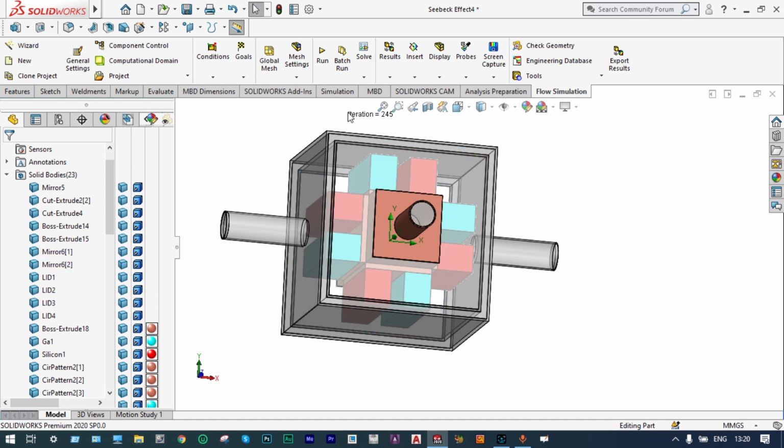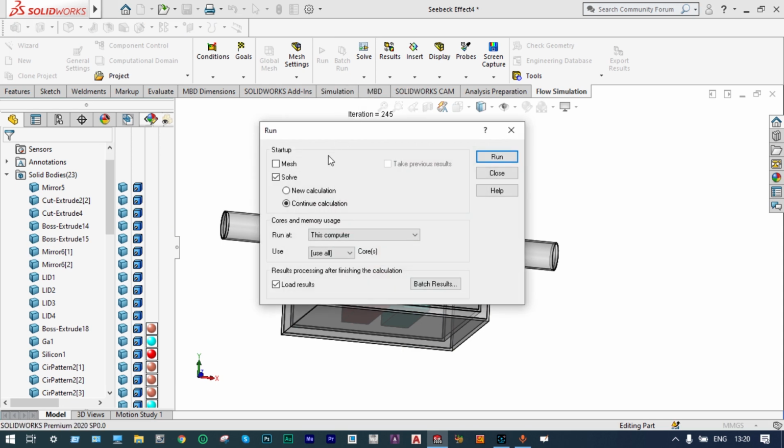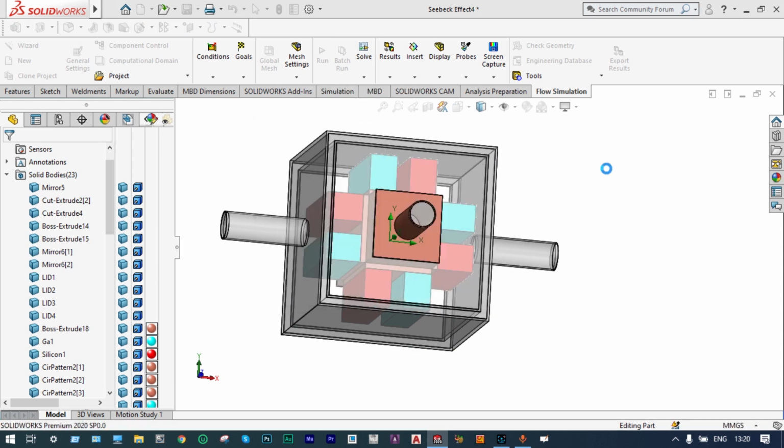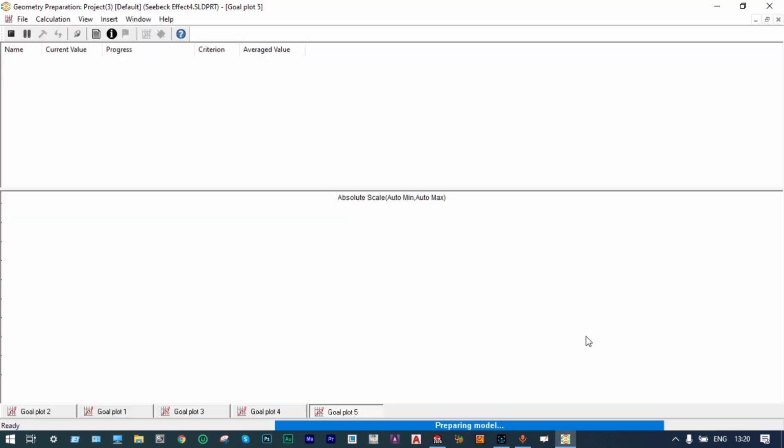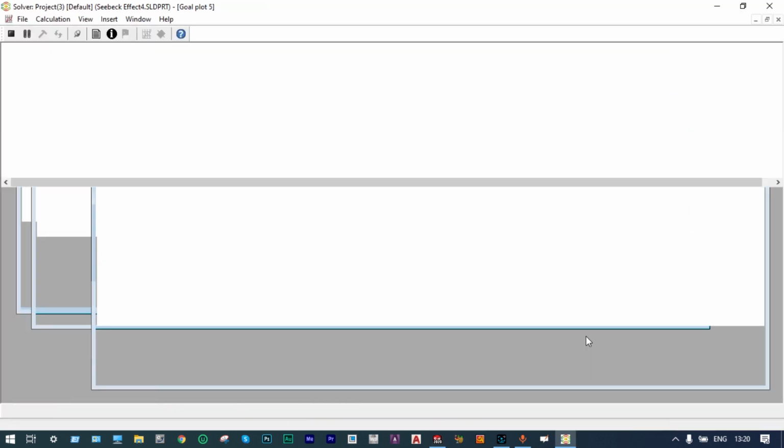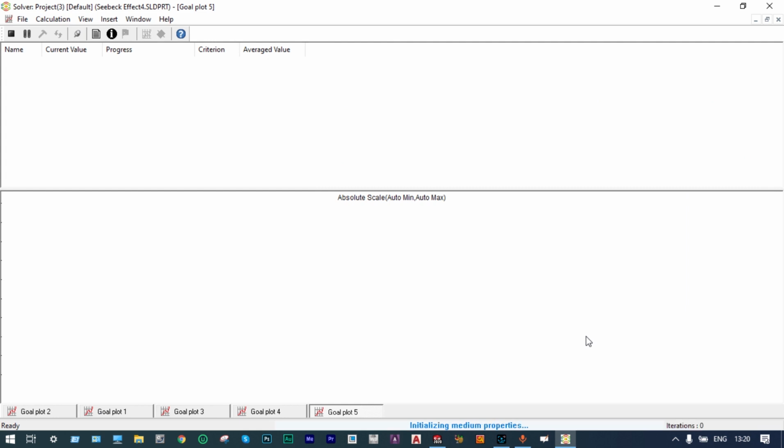We can run this simulation. Let us run it. We can start a new calculation. Let's run this. Solver window has already started iterations. It is preparing the model. Mesh generation is going on. Let the iterations move on. Whenever it is finished, we'll see the results and go for detailed analysis.